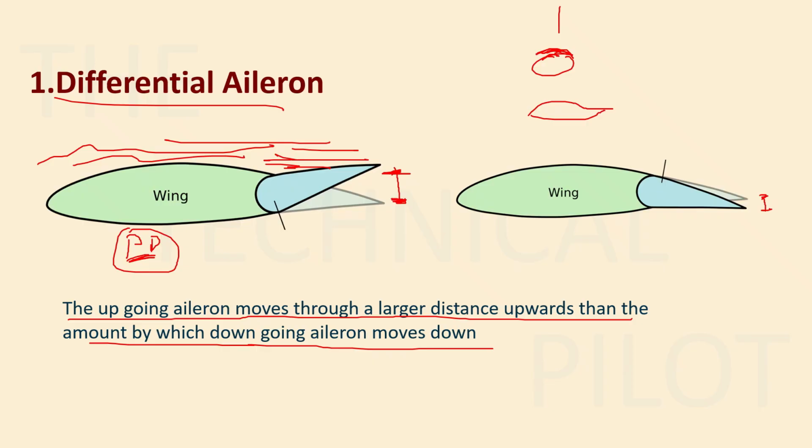But there is more parasite drag on this upgoing aileron, right? And significantly less parasite drag on the downgoing aileron, because there will be a smoother airflow over this particular section of the wing, so there will be less parasite drag because we have moved the aileron downwards by a lesser amount, right? So what we have done is increased the parasite drag on the upgoing aileron and reduced the parasite drag on the downgoing aileron, right? So how is it helping in reducing adverse aileron yaw?